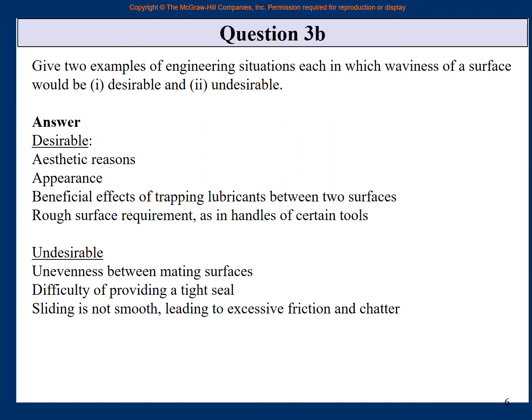But then some technical things. This is beauty, now some technical things. Beneficial effects of trapping lubricants between two surfaces. Suppose two surfaces are sliding against each other, and you want some liquid to be there as a lubricant between them. So if you deliberately have very, very small waviness, because big waviness will be bad, then the liquid, which is the lubricant, is trapped between the two sliding surfaces. So if you need to trap the liquid, then this is good.